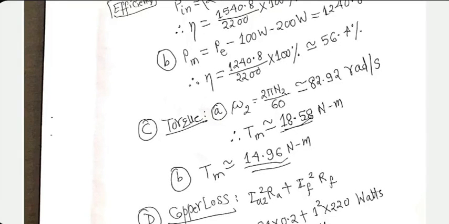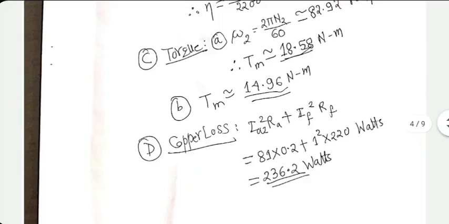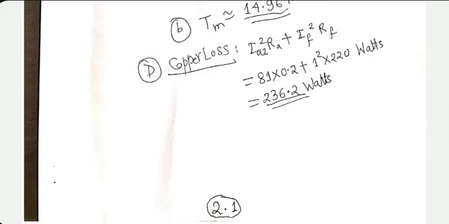Part A assumes that mechanical and iron loss are not there. In part B, we actually take those losses into account. Copper loss is IA square into RA plus IF square RF. You can check the numbers. I think you should be able to get this number.